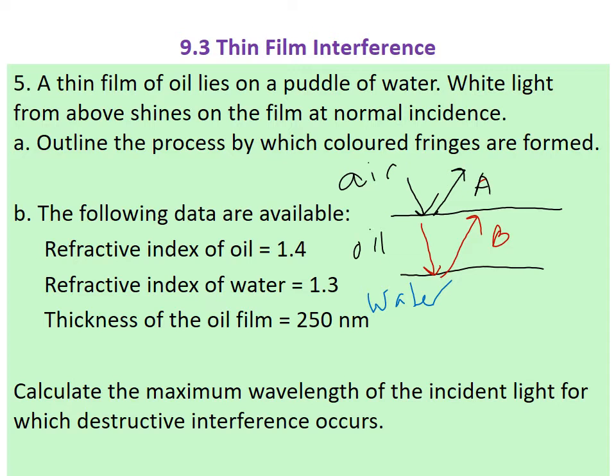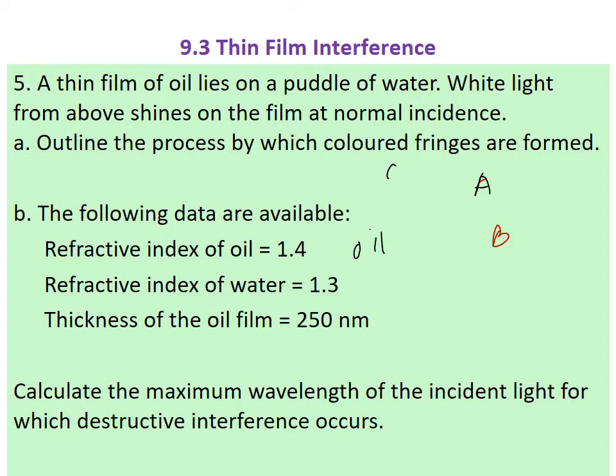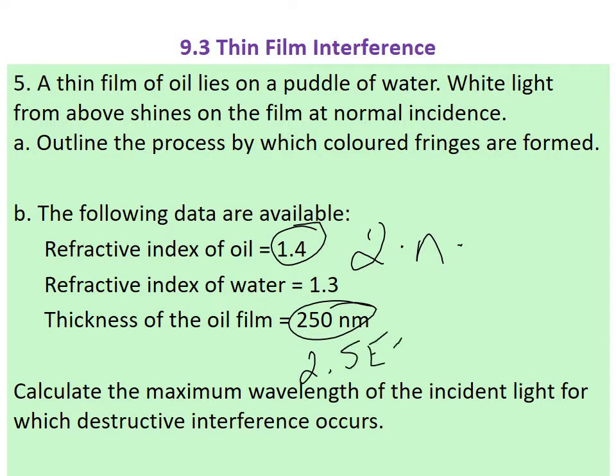Part B, the following data are available. The refractive index of oil is 1.4. The refractive index of water is 1.3, and the thickness of the oil film is 250 nanometers. Calculate the wavelength of the incident light for which destructive interference occurs. So in this case, I will use this equation, 2 times the refractive index of oil times the thickness of oil. That'll be 2.5 e negative 7. I'll set that equal to m times lambda.